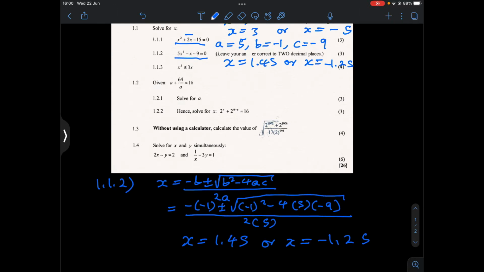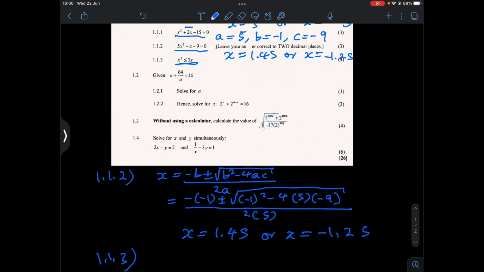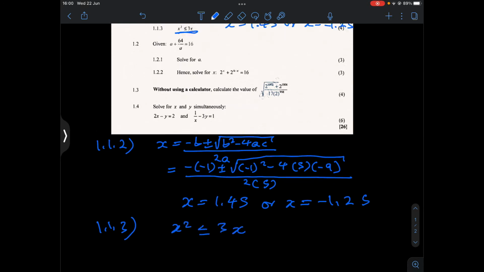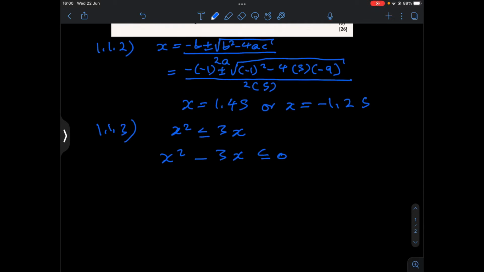So finally, let's solve this one. 1.1.3. We are given that x squared is less than or equal to 3x. So how do we solve this one? It's an inequality. We bring the 3x to the left hand side. It changes sign to become x squared minus 3x is less than or equal to 0. And then now we factorize: x(x minus 3) is less than or equal to 0.